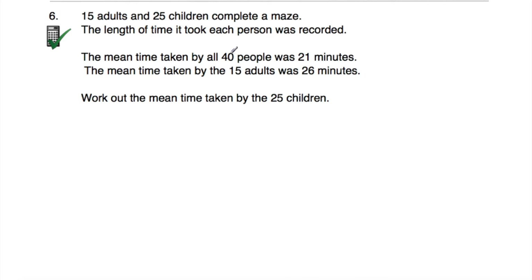So this time we're told the combined mean, and we want to find the mean for one of the groups, so in this case the mean for the children. So let's start off by looking at this combined mean. The mean time taken by all 40 people was 21 minutes. So if we take the 21 minutes and we multiply that by 40, 21 multiplied by 40 is equal to 840. So the total time taken by all 40 people was 840 minutes.